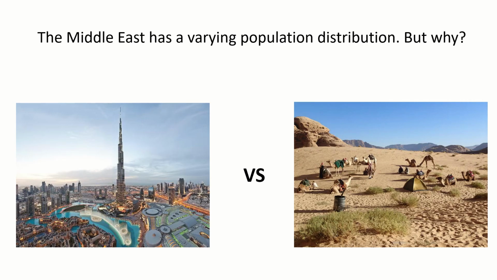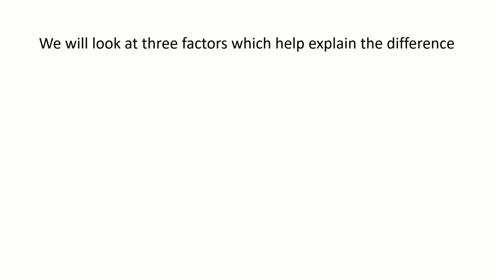So the Middle East has a varying population distribution. This is kind of our desert image, and this on here is the Burj Khalifa in Dubai. And you can see that the population distribution there is very, very varied. And we need to look at exactly why that is the case.